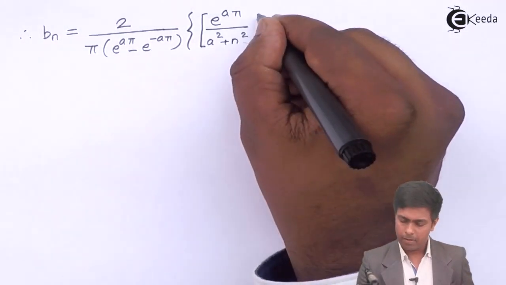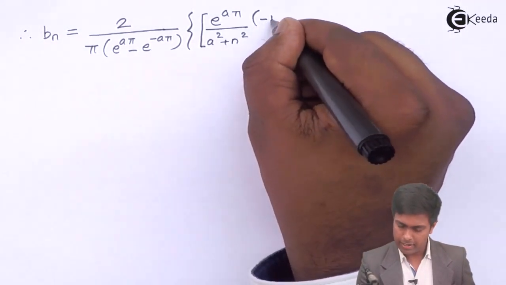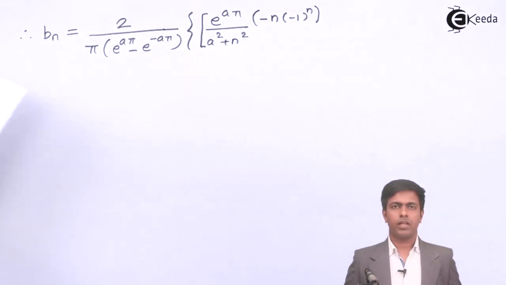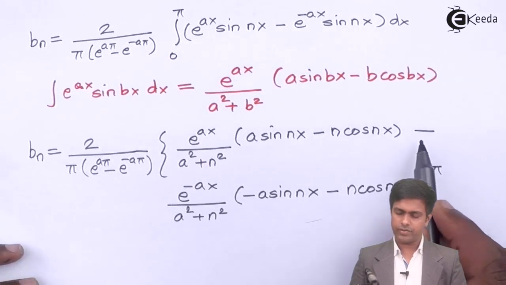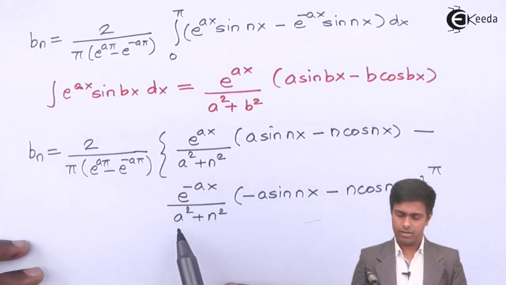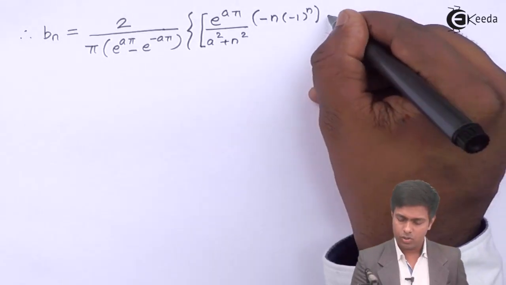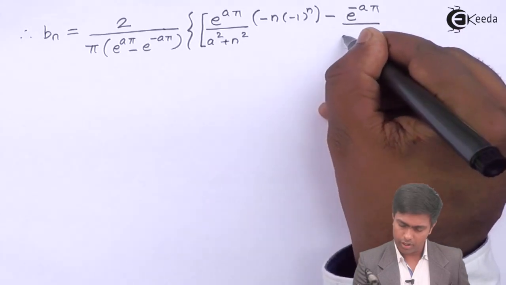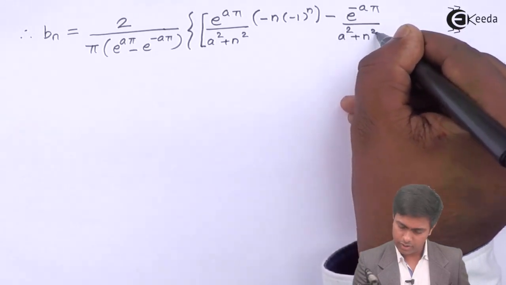So I'll say here minus n into minus 1 raised to n. Next, the negative sign as it is. Here e raised to minus a pi upon (a square plus n square), so minus e raised to minus a pi upon (a square plus n square).